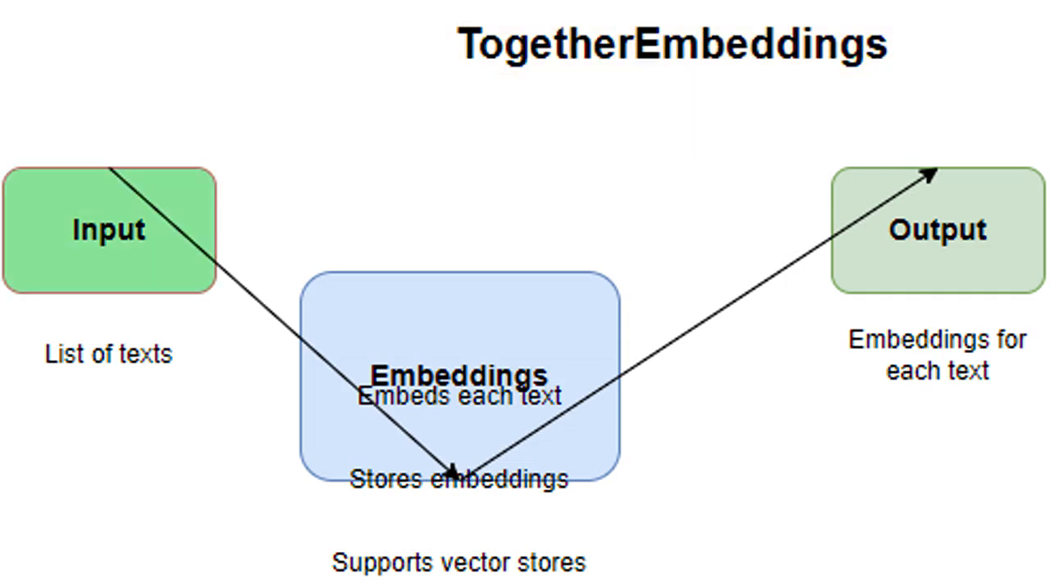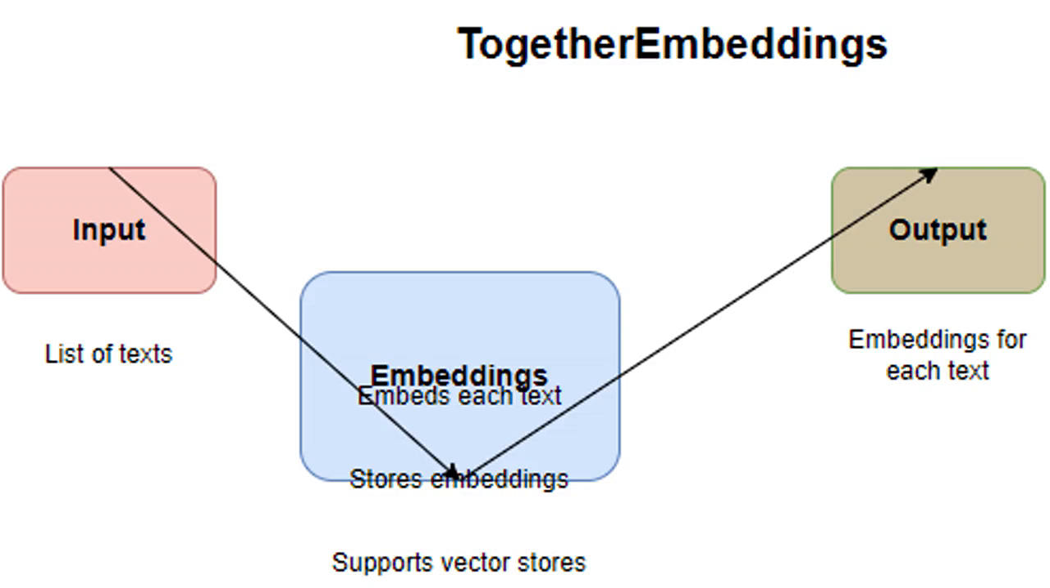Together embeddings. Input. Provides a list of texts as input to the system. Receives text data and passes it to the embeddings component. Embeddings. Generates embeddings for each text input. Embeds each input text, stores the embeddings, and supports vector stores. Receives text data from the input component. Generates embeddings, stores embeddings, and provides access to vector stores. Output. Data. Out. Sends generated embeddings to the output component.